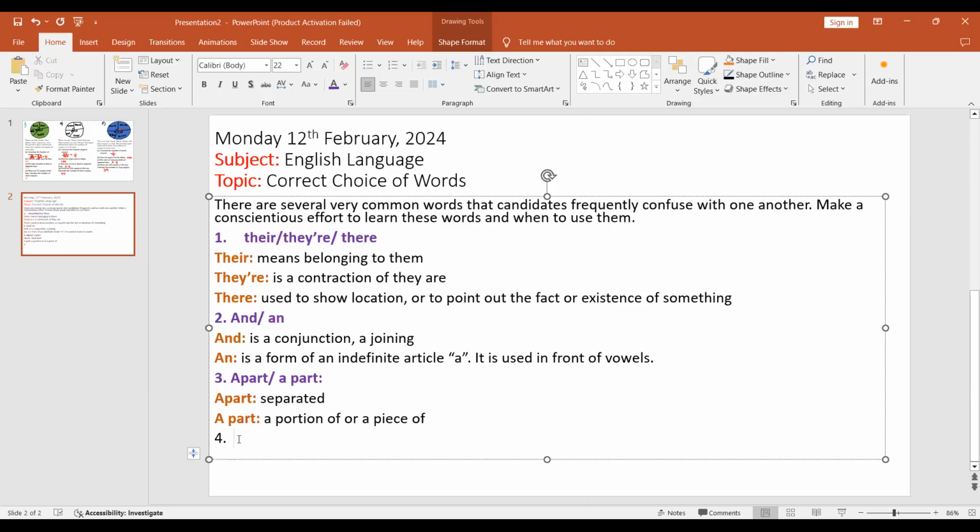Oh, I have to do this one. To, too, and two. Oh boy, a lot of people do not know the difference between to, too, and two. Do we know what's the difference between to, too, and two?